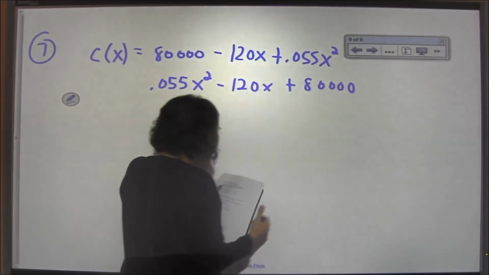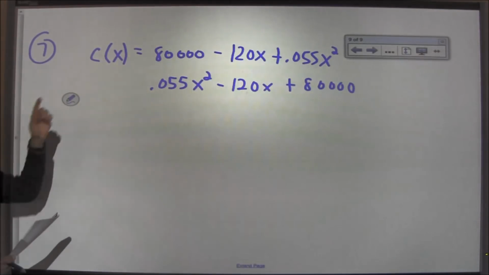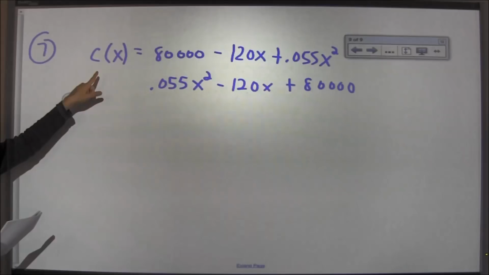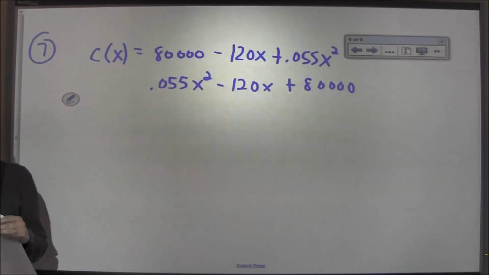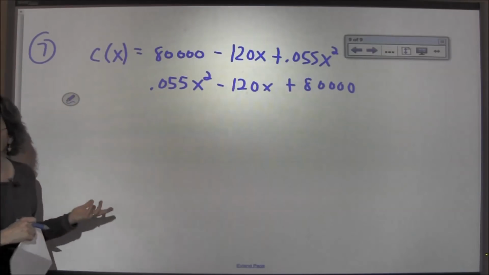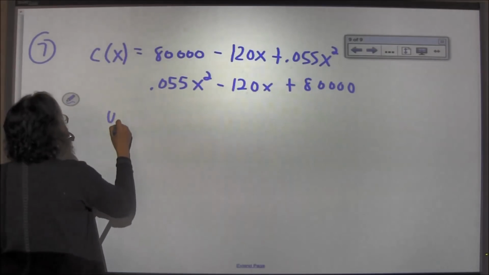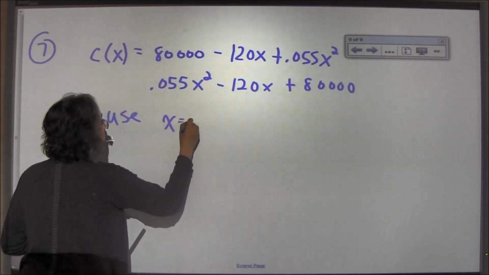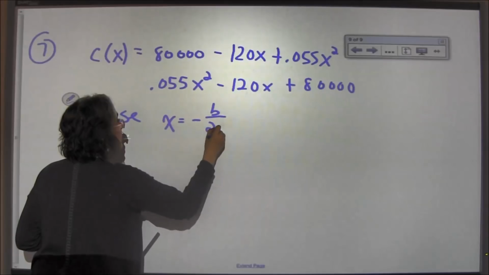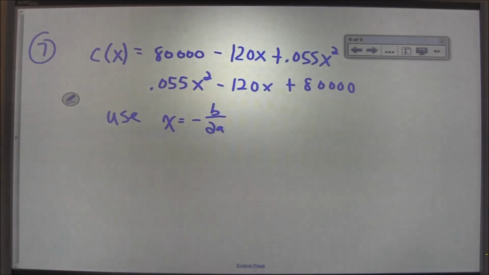Now what this is, it says, is it gives me the cost, and x is the number of sodas produced daily. So what is the number of sodas that minimizes the cost of producing them? It's a quadratic, so you're going to use x equals minus b over 2a, the vertex formula. Your other option is graphing.